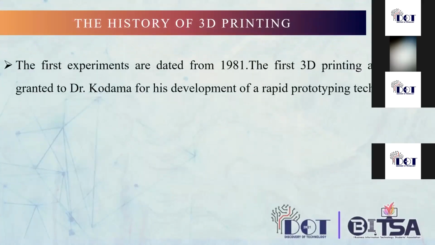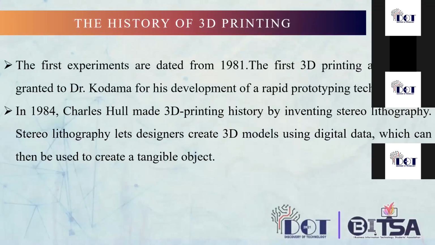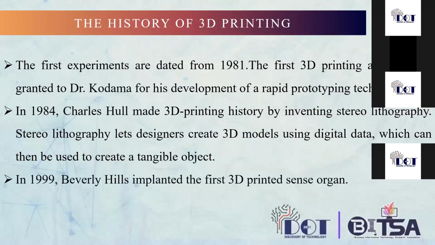In 1981, the first experiments are dated. The first 3D printing attempts are credited to Dr. Kodama for his development of a rapid prototyping technique. In 1984, Charles Hull made 3D printing history by inventing stereolithography. Stereolithography is a type of 3D printing. This is the main type of 3D printing. In 1999, Beverly Hills implanted the first 3D printed sense organ.